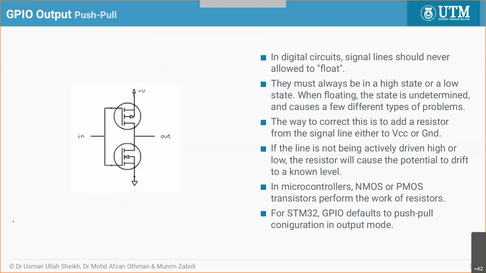Okay, so when floating, you can have problems. It's possible to have problems. Maybe no problem, but it's possible to have problems. So if you set output, you either connect the signal to VCC or ground, even if it's output, and you need to have a resistor.